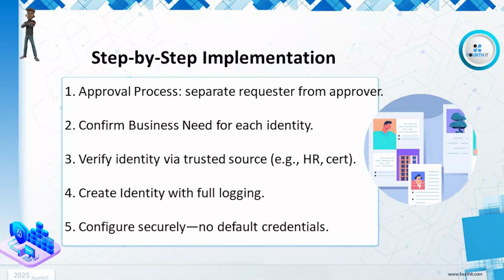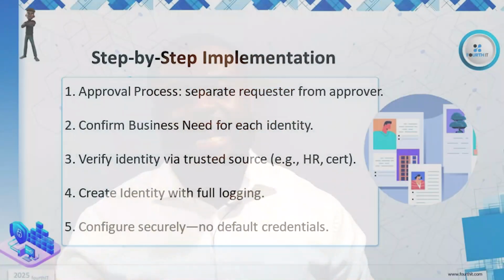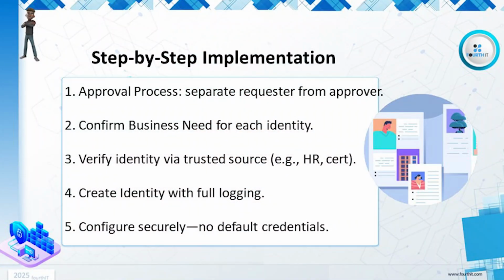Then step 3, you need to verify the person or the system. Validate the human identities and authenticate system entities. Don't just trust an email request that, hey, this is coming. No. You need to properly verify to make sure that you are confirming that the requester is legitimate. Then you go to the fourth one, that is creating the identity.